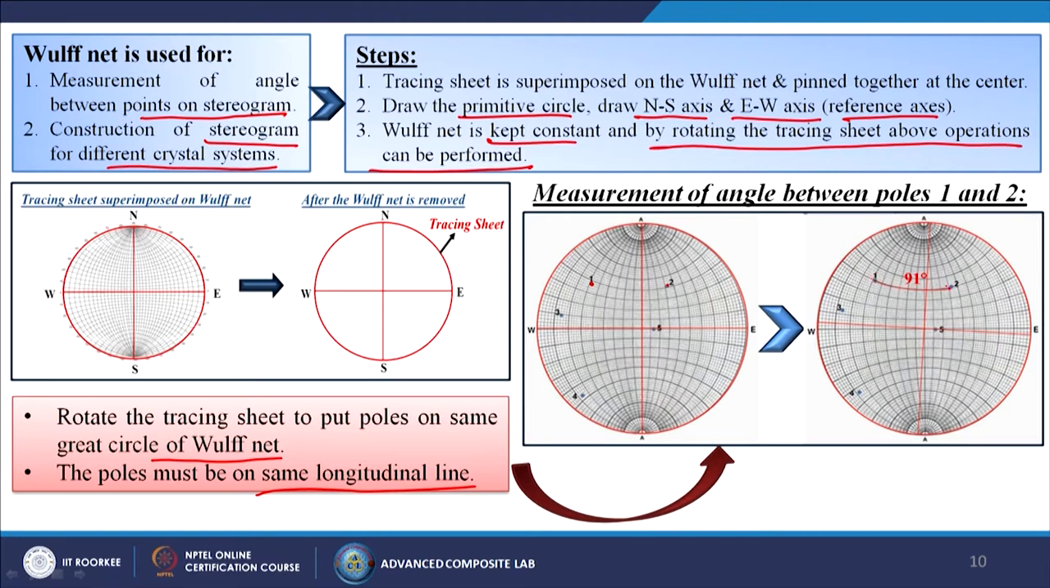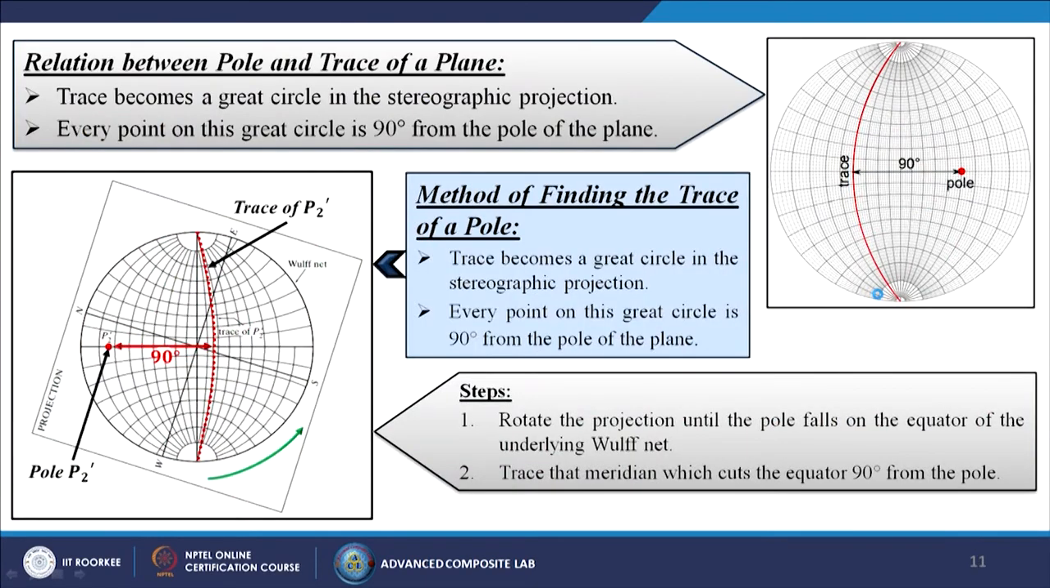So, 9 into 10, that means 90 and then 1 unit. So, 91 degree, we are going to do the rotations. So, the relation between pole and trace of a plane: the trace becomes a great circle in the stereographic projections. Every point on this great circle is 90 degree from the pole of the plane itself.